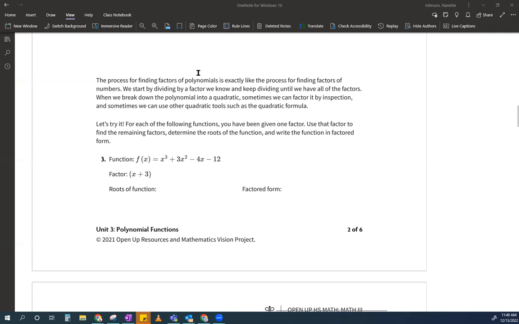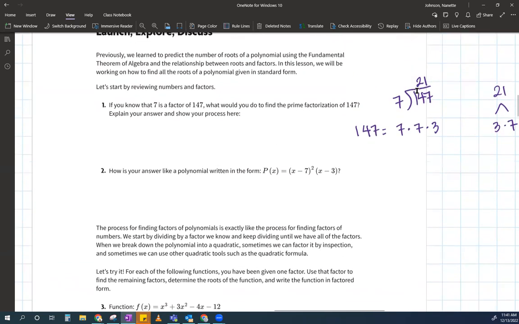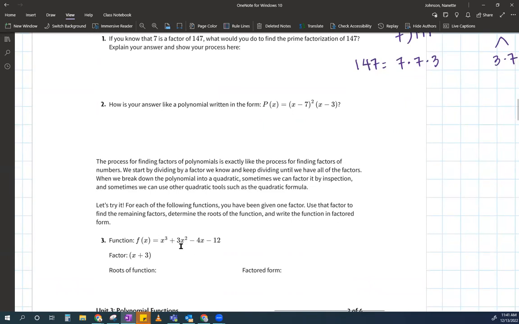So now what should I do? You say, oh, Ms. Johnson, you divided. Should we start by dividing? Exactly. So I'm going to start by dividing. So here goes x cubed plus 3x squared minus 4x minus 12, and we're going to divide it by x plus 3.